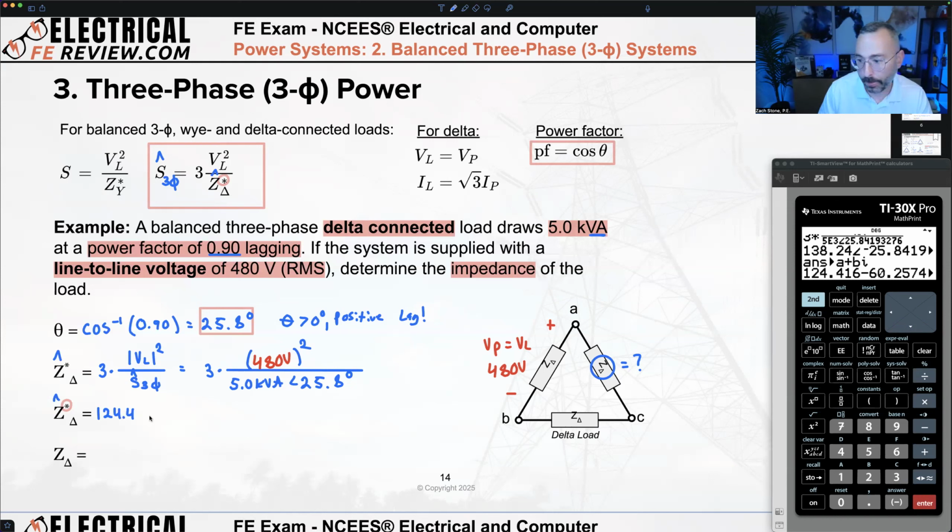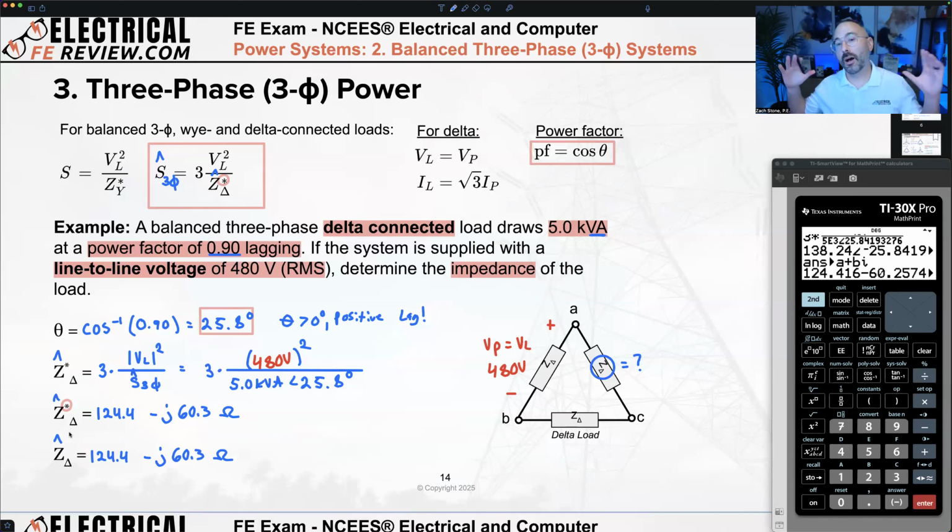124.4 minus J times, we've got about 60.3 ohms. Is this my final answer? I've got one more step to do. If we're asked to determine the impedance of the load, we weren't asked to determine the conjugate of the impedance. We're asked to calculate just the impedance.